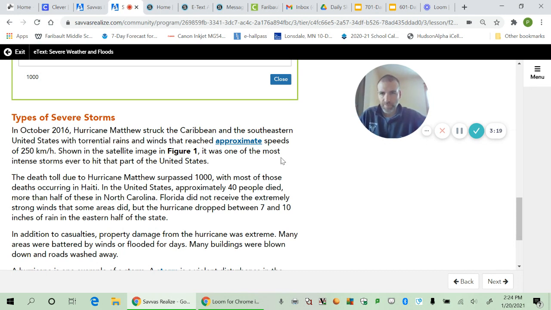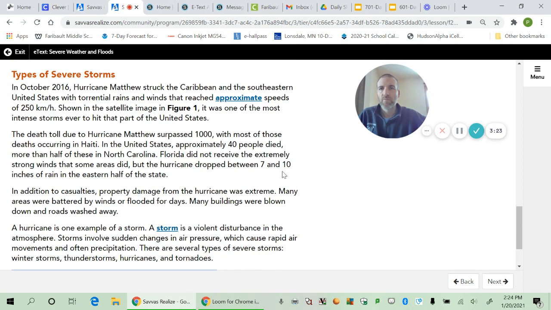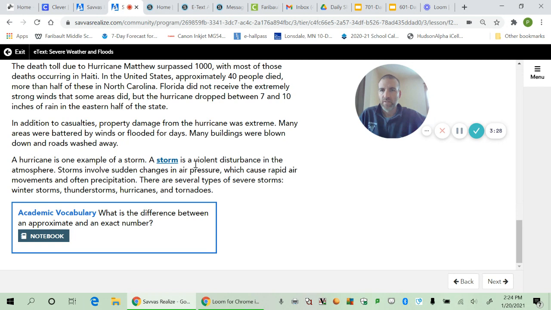Once you've answered those two questions, we get into the reading that talks about the types of severe storms, using Hurricane Matthew again as an example. We've got a vocab word here for approximate, and storm is down here highlighted. We have an academic vocabulary question for you to answer here.